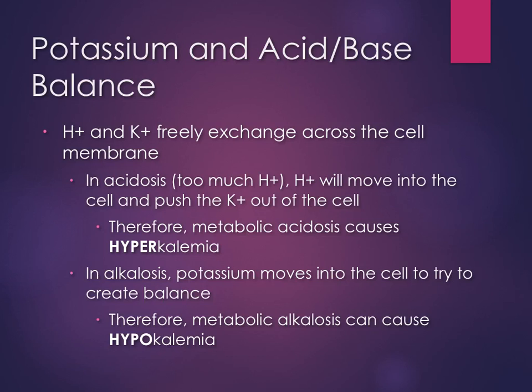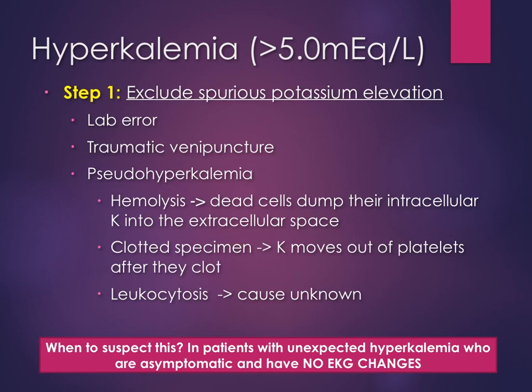In contrast to this, when there's alkalosis, potassium moves into the cell and tries to create that balance. Therefore, people with a metabolic alkalosis can have a hypokalemia. All right, so let's talk about hyperkalemia. This is going to be a potassium greater than 5.